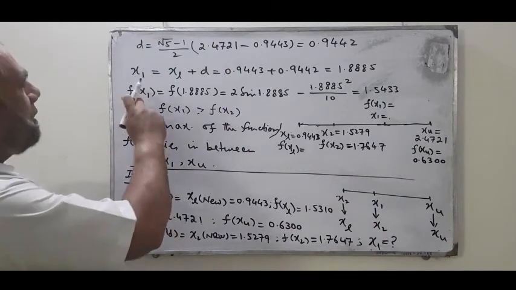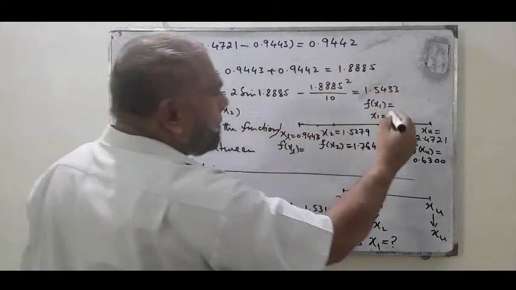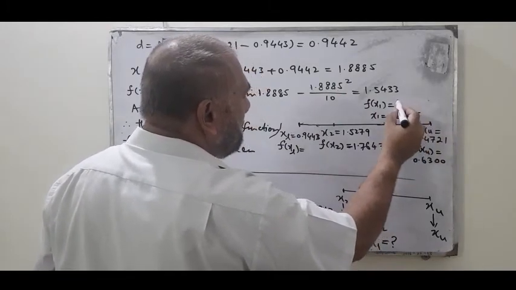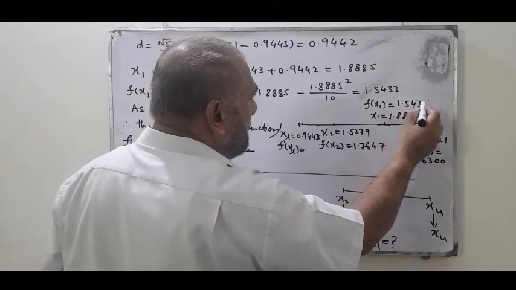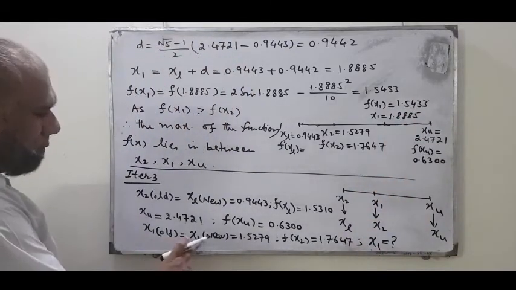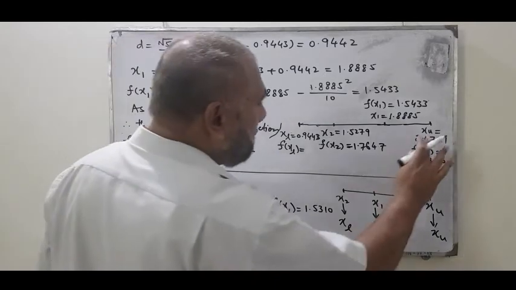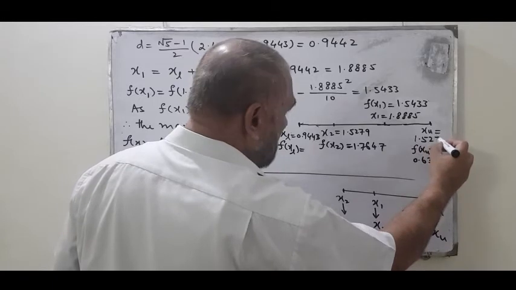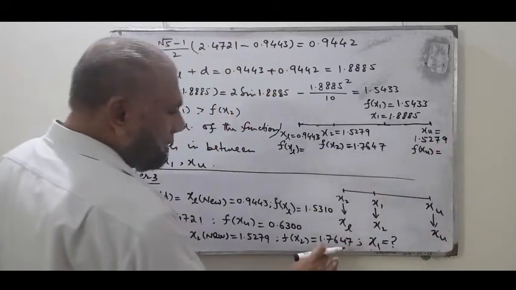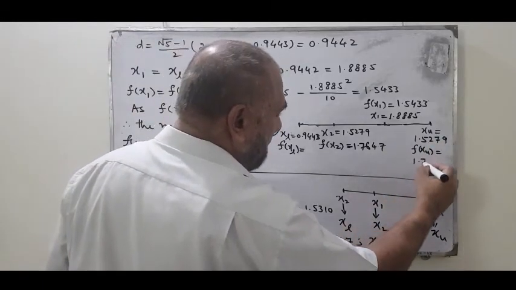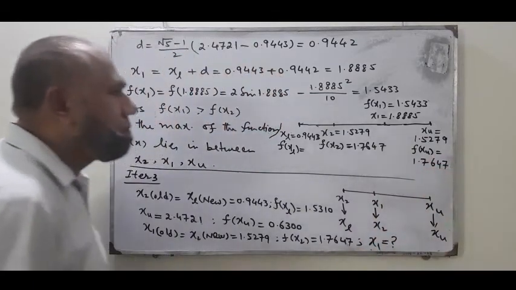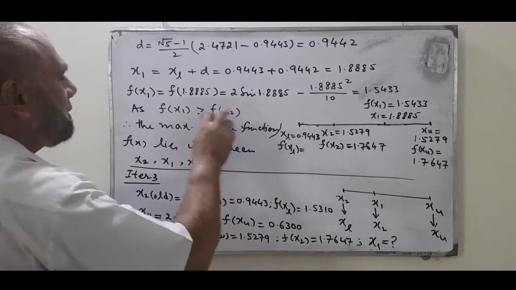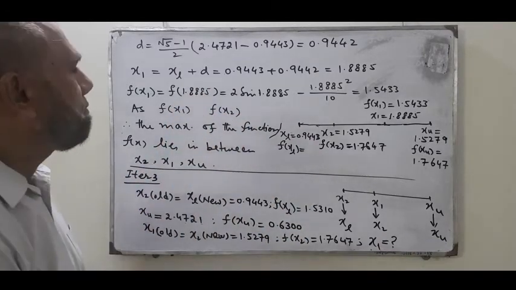Okay, now we come for the value of x1, which is 1.8885, and the function value is 1.5433, and corresponding to the right hand boundary, x2 is 1.5279, and the function value is 1.7647. Okay. After doing this, you have to make the comparison of these two functions' values.